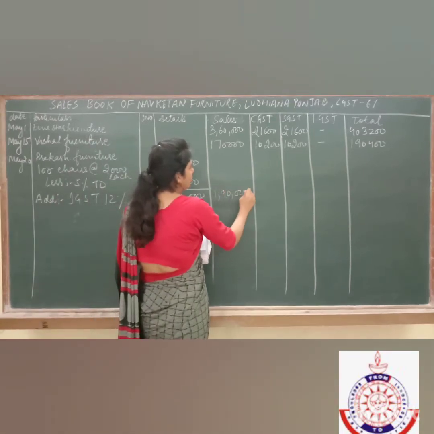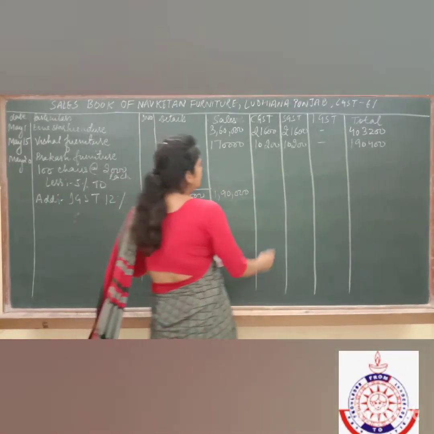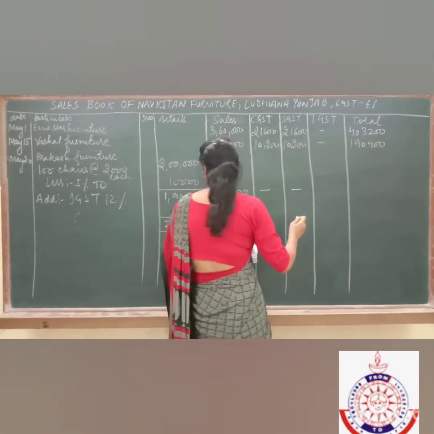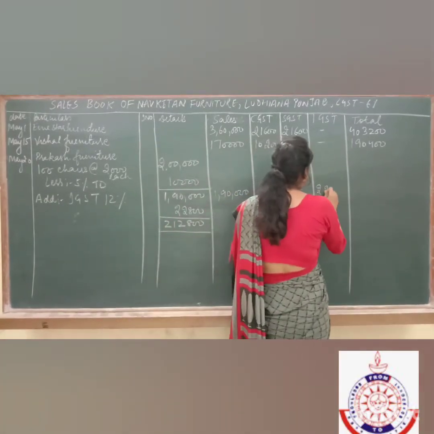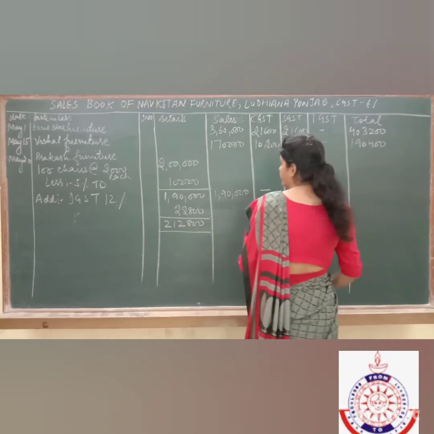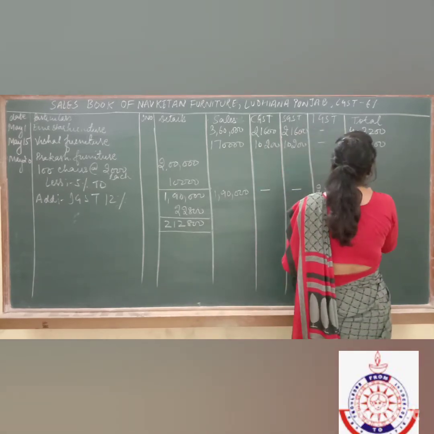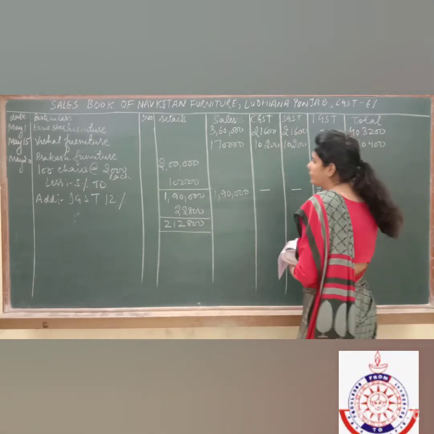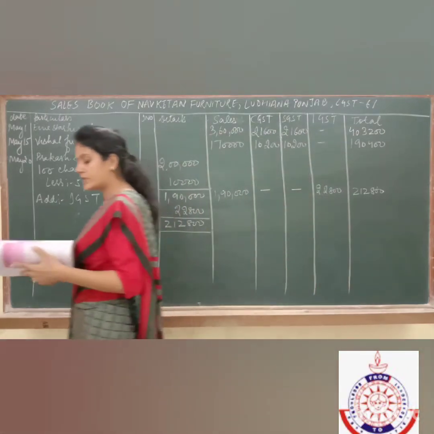Now write the amount which we have got after subtracting trade discount, that is 1,90,000, in the column of sales. Output CGST and SGST, nothing. Output IGST would be 22,800 and total is 2,12,800.